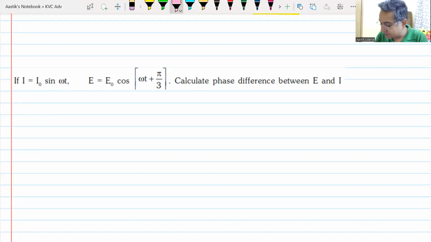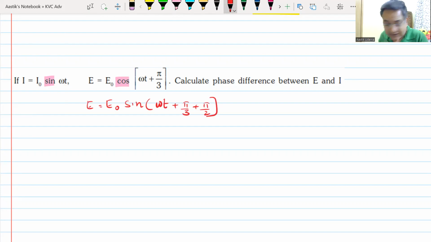You have to write this so that one is in the form of sine and the other one is in the form of cos. So you have to write this as E naught sine of omega t plus pi by 3 plus pi by 2. Yes, sir. How much is this? That becomes E naught sine omega t plus 5 pi by 6.